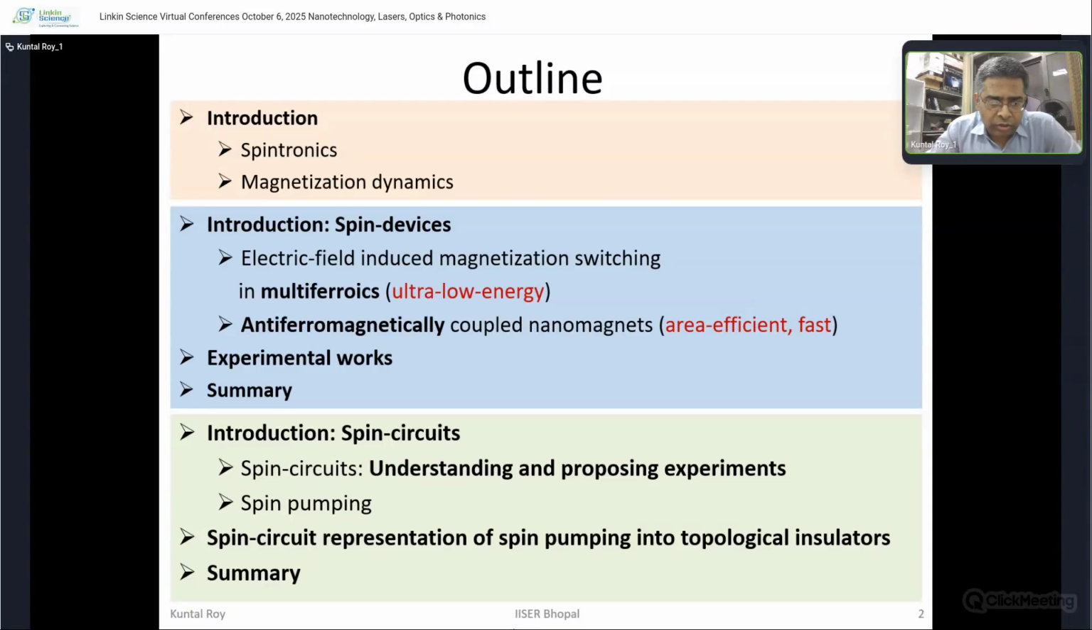Then I will be talking about spin circuits, which have proved to be a very versatile tool for understanding and proposing experimental works. I will be talking about spin pumping, and particularly I want to talk on spin circuit representation of spin pumping into topological insulators. That's a recent work. Topological insulators have also been very competitive for energy efficient technologies, and then I will summarize the work.